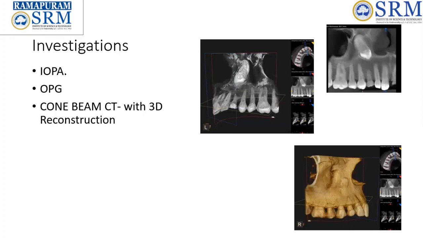What are the investigations? We first need to take an IOPA. The IOPA will help identify the tooth, followed by an OPG. The OPG can show the positioning of the canine. Recently, cone beam CT gives accurate positioning of the impacted canine, which is easy for planning your surgical procedure. In difficult cases, where no bulge is seen, or for orthodontic purposes, it is better to go for a CBCT.